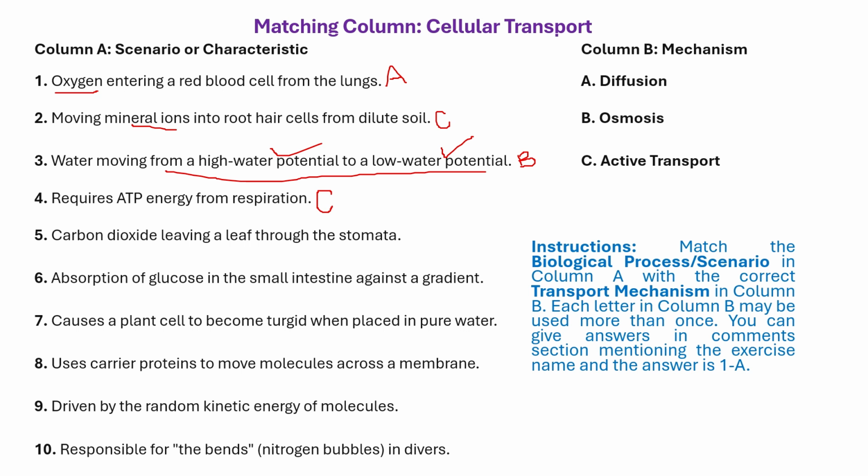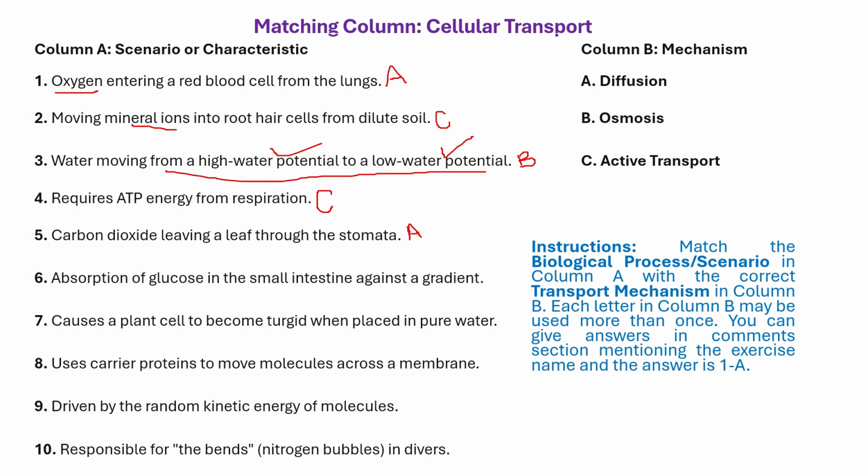Question number 5 is carbon dioxide leaving a leaf through the stomata. What is that process? The answer is A, that is diffusion, because carbon dioxide moves out of the leaf from an area of higher concentration inside to a lower concentration, that is outside.